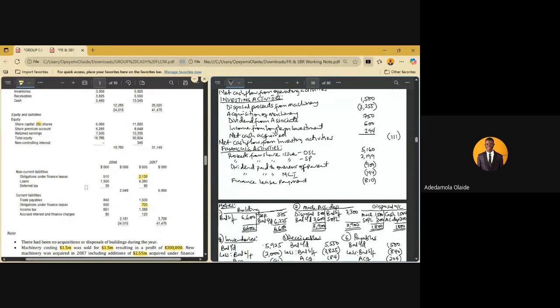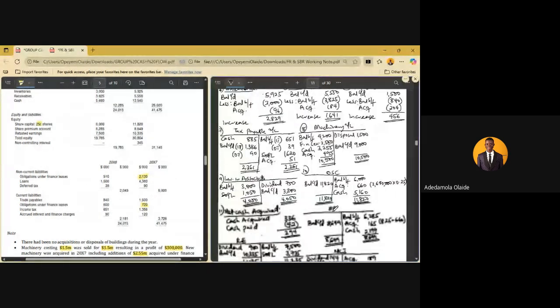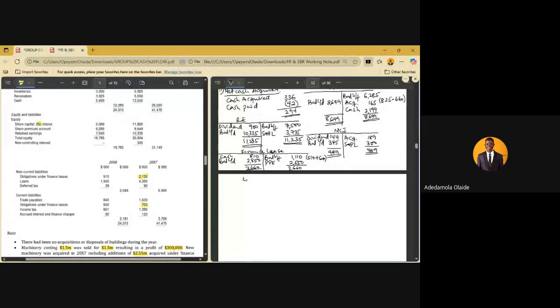Then loans. For the loans, balance brought forward, how much? 1,500. Balance carried down, how much? 4380. So what will be the summation? Before we do summation, there was an additional information.